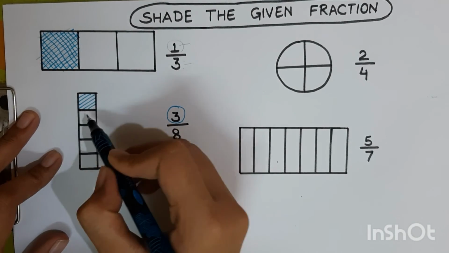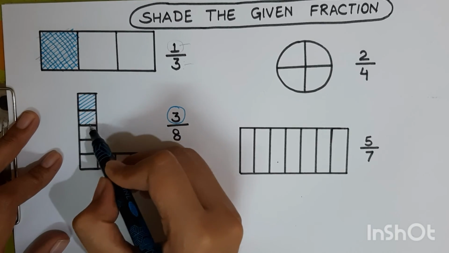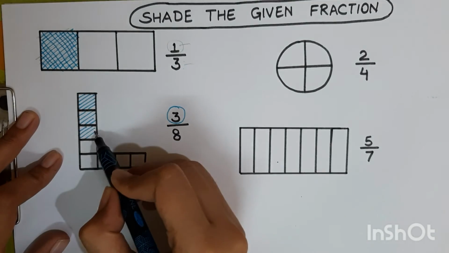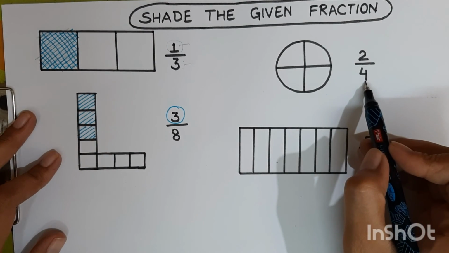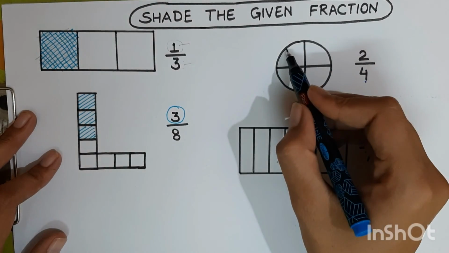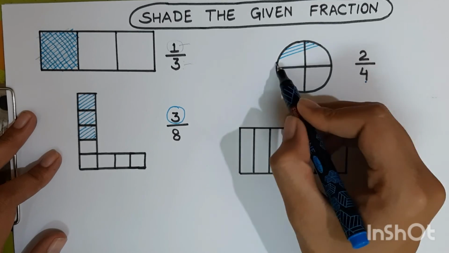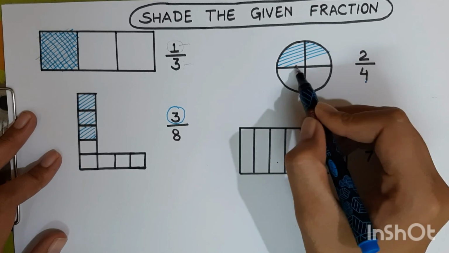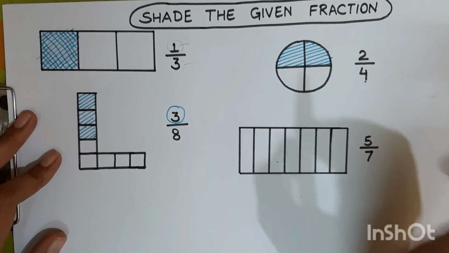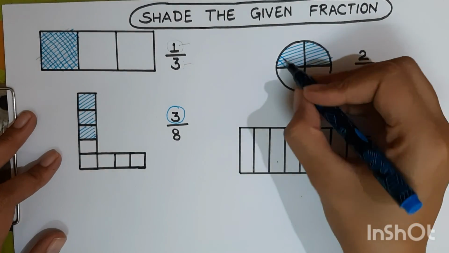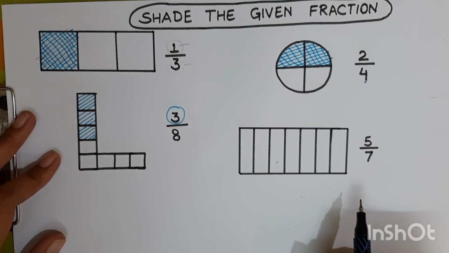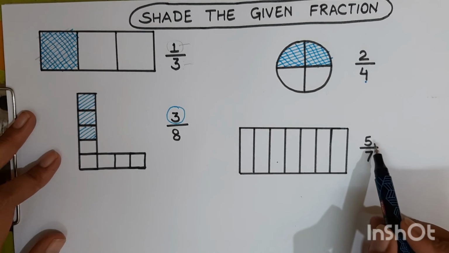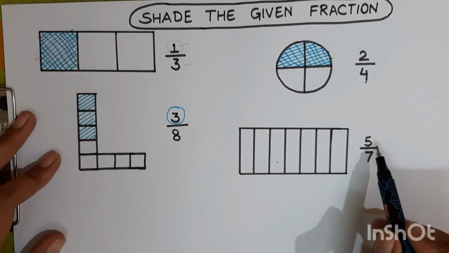1, 2, 3. In this part, we have 4 parts and we have to shade only 2 parts. And in the last part, we have to shade 5 parts out of 7 parts.